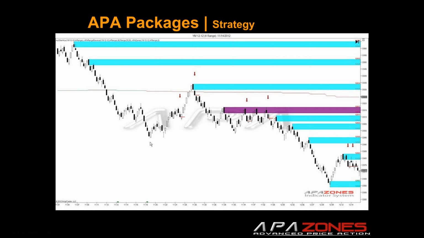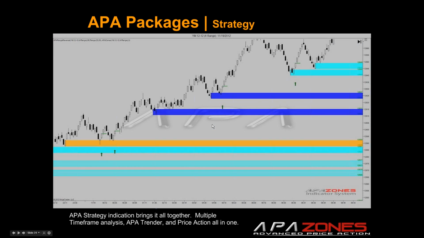Okay, and what puts it all together is the app strategy. The app strategy is a program that shows how to use the price action, the zones, and our APA-trender all into a single package. So this is an example of a downtrend where the trend line shows a downward trend. We're only looking to take down or short trades. In an upward moving market where the trender is moving up, then we're only looking to take long trades.